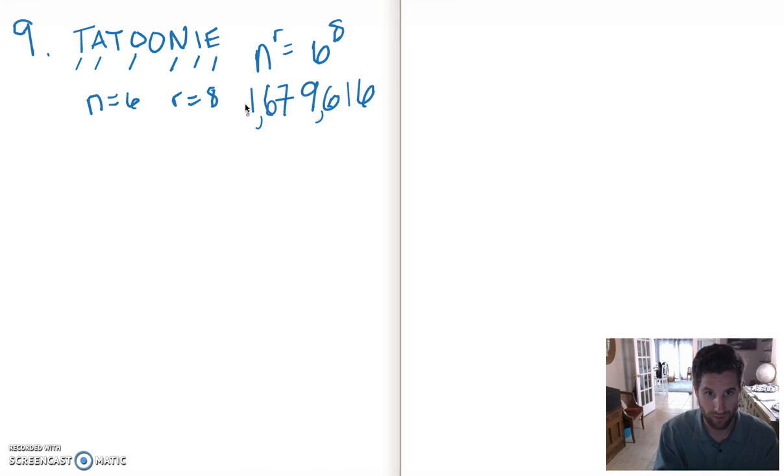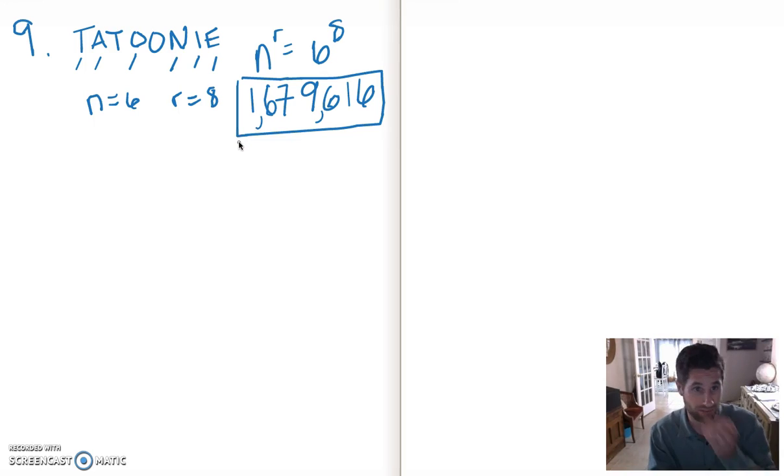Okay, so 1,679,616. I am so glad they came up with this math, so I don't actually have to put it in that many different ways, because that would be literally unbearable. Number 10. How many different 9-letter arrangements can be made using the word force push?